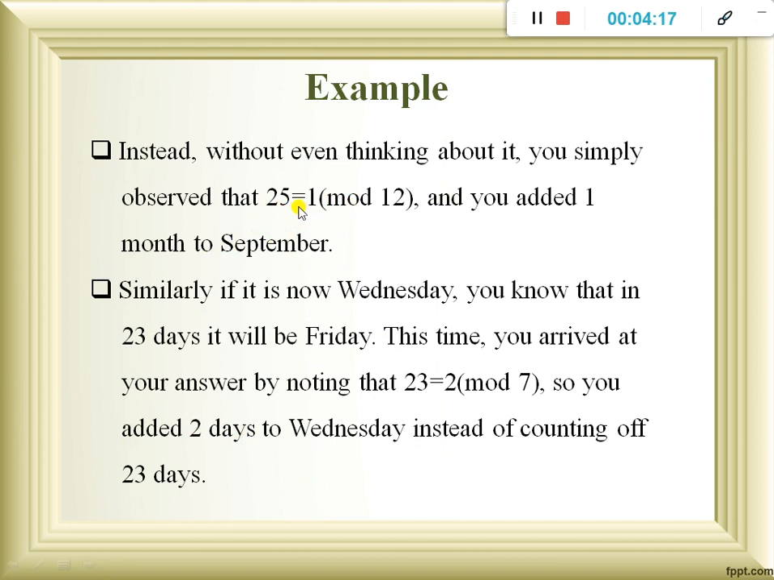Per year we have 12 months. So just divide this 25 by 12. What will be the remainder? 1. So already we have September. The next month after September is what? October. That's it. This is the way; here a congruence symbol will come.